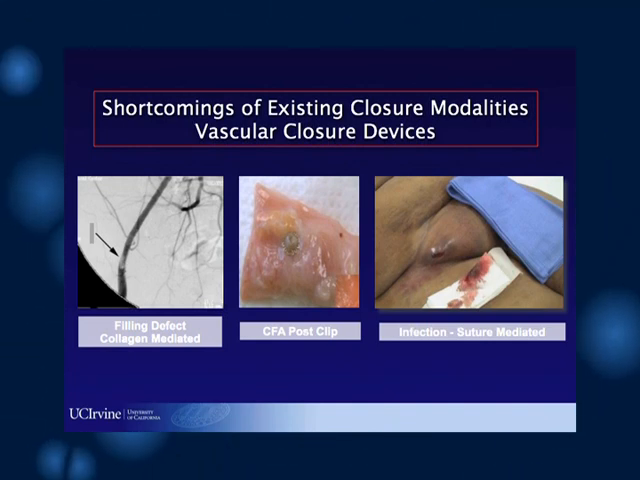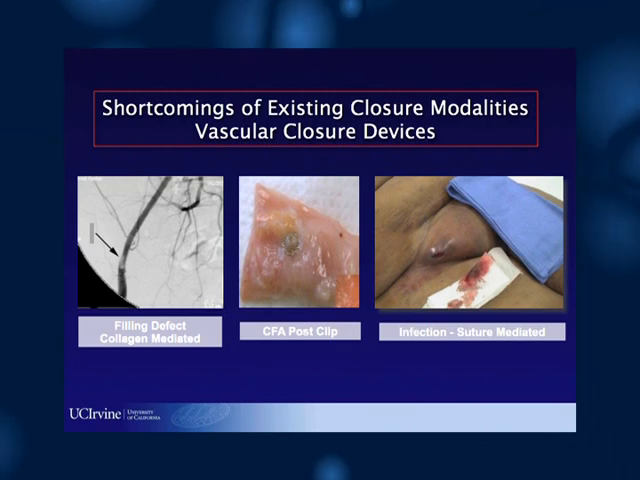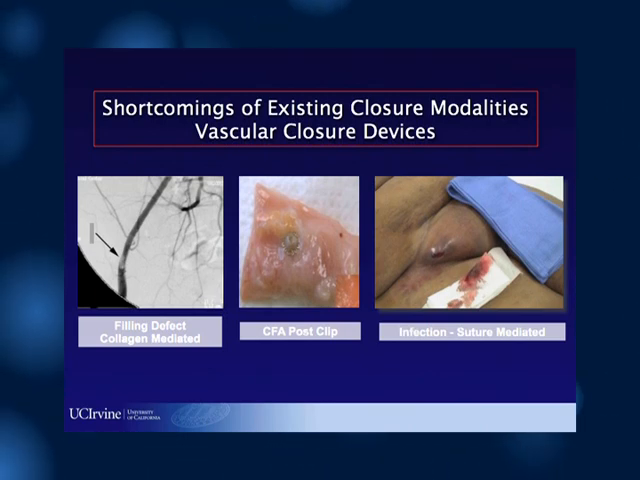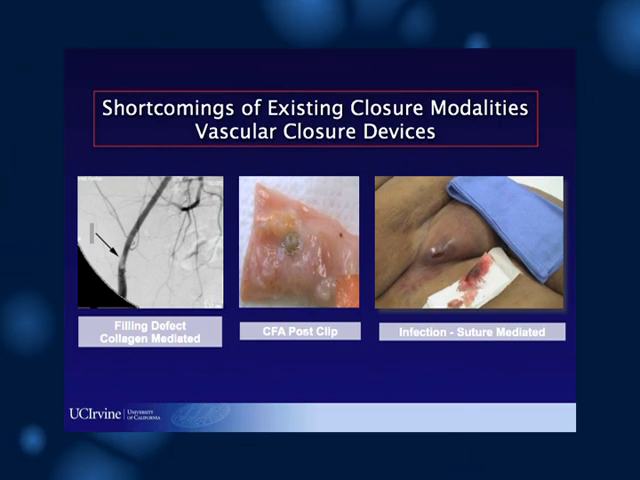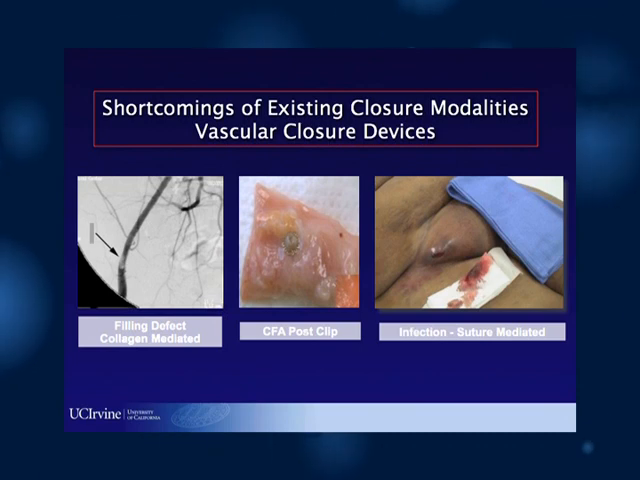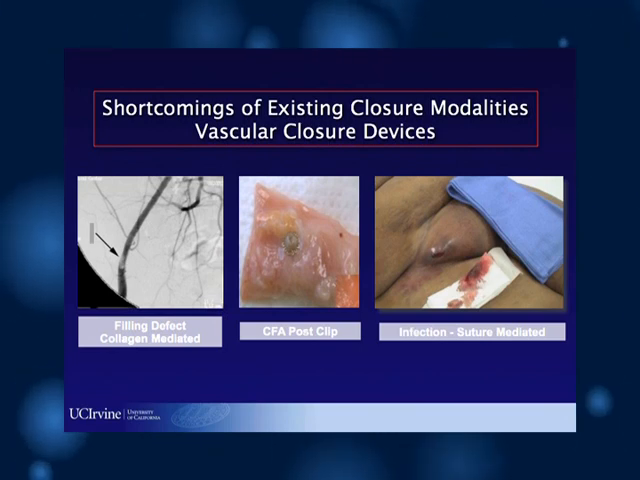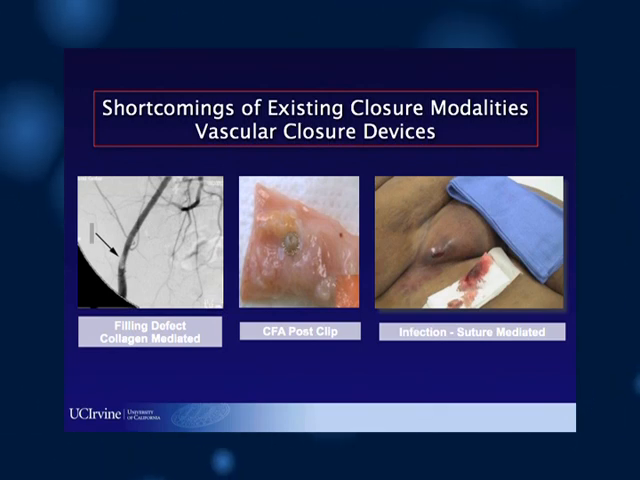In this example, we see on the left a filling defect from a collagen vascular plug inside the artery. In the middle, we see scar tissue and swelling from the clip technique, and on the right, an infected hematoma, which occurred in a person who had a suture-mediated vascular closure device.